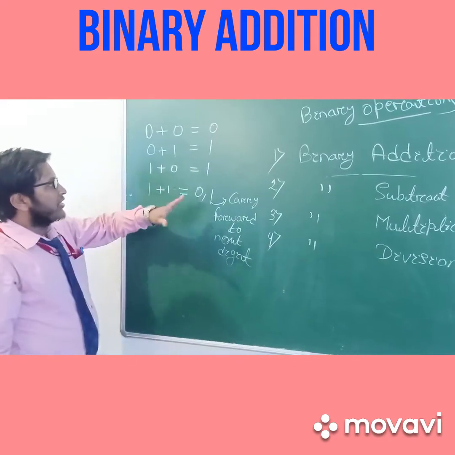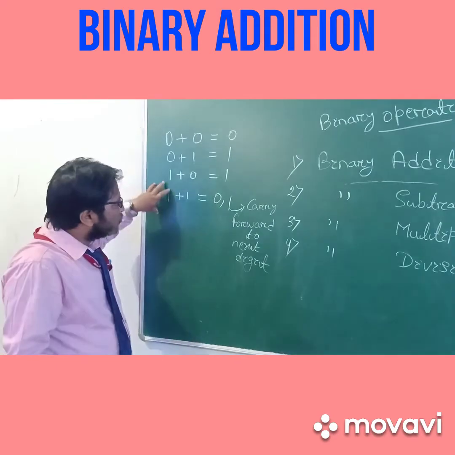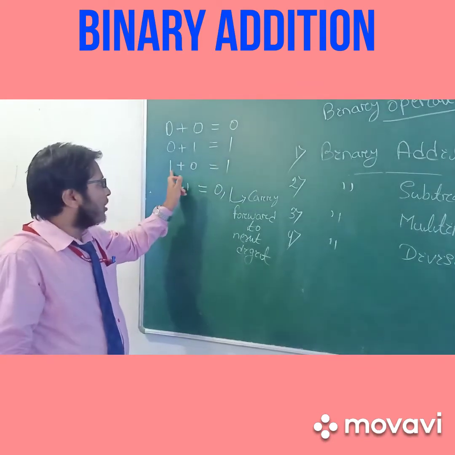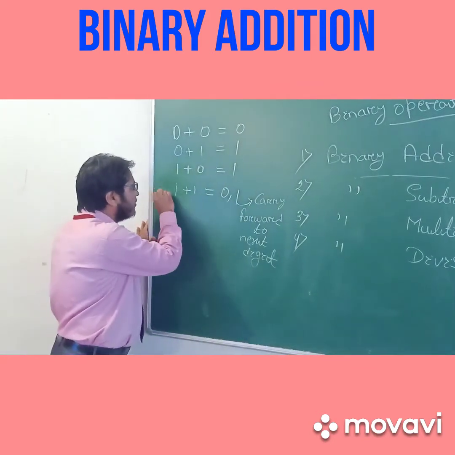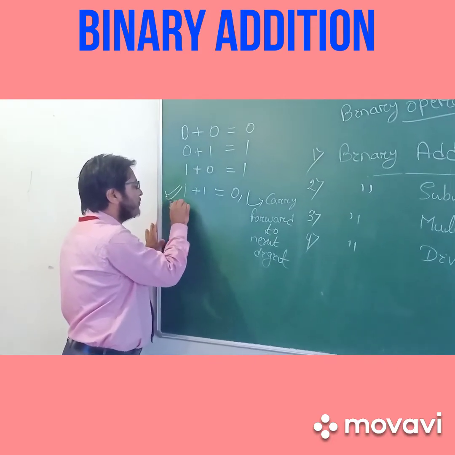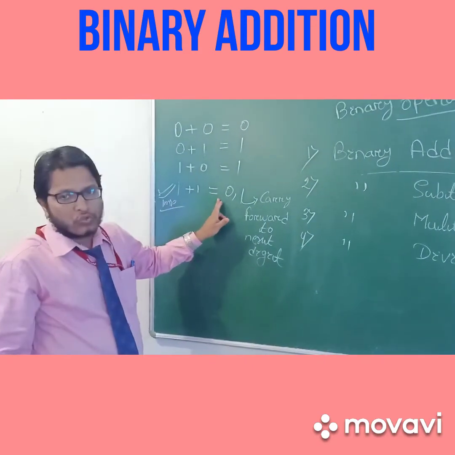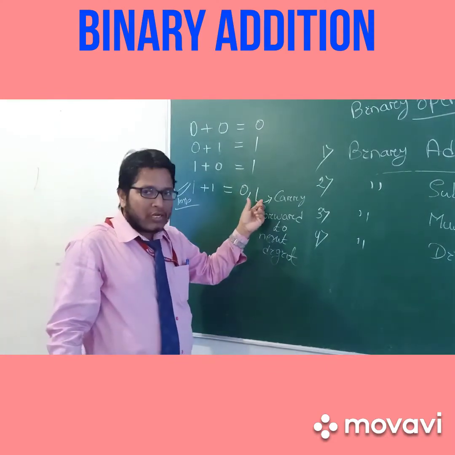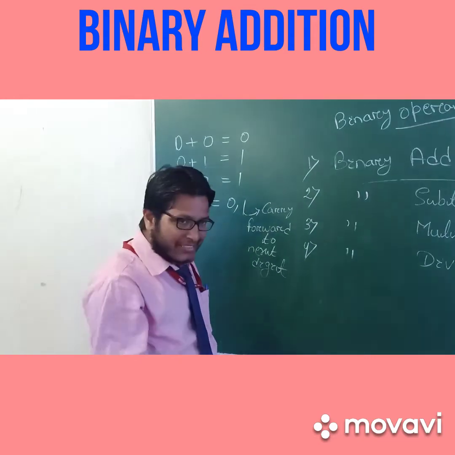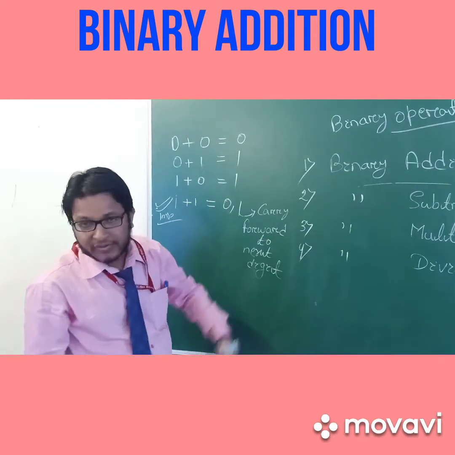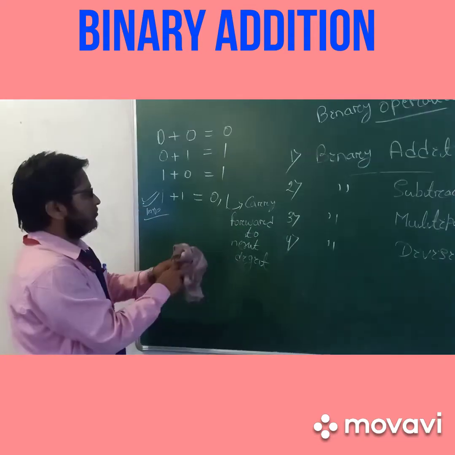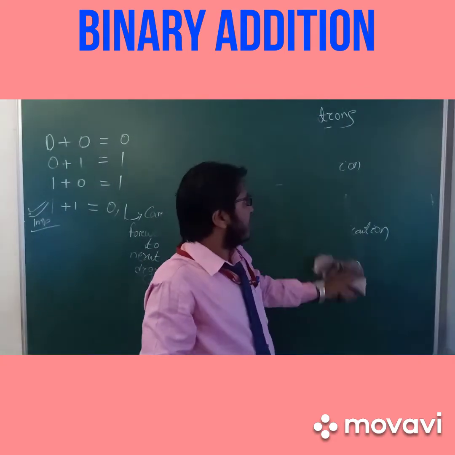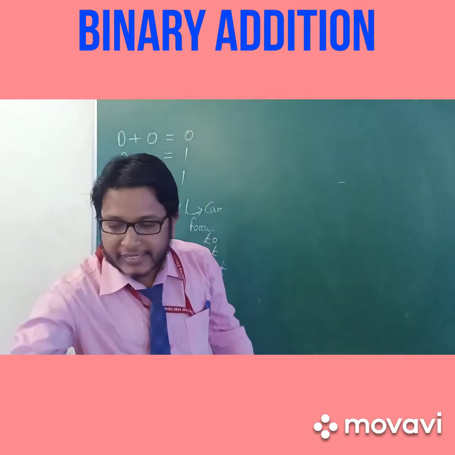So before doing the addition, you have to know these 4 rules. 0 plus 0 is 0. 0 plus 1 is 1. 1 plus 0 is 1. And this one is very important: 1 plus 1 is equal to 0 carry 1. And that carried 1 will be added into the next digit. Now I will show by examples how to do binary addition. You just see the examples and try at your home.